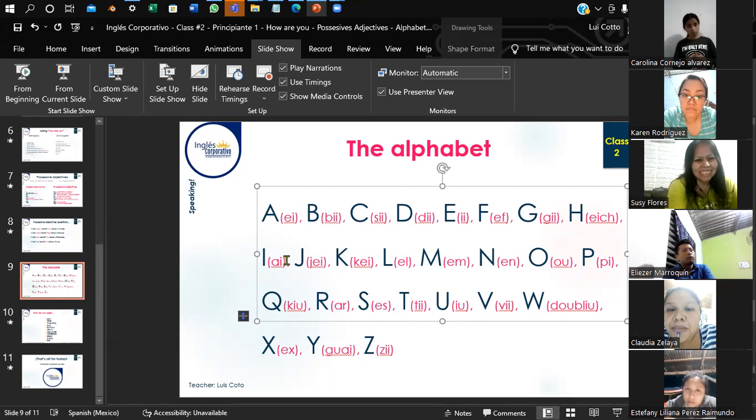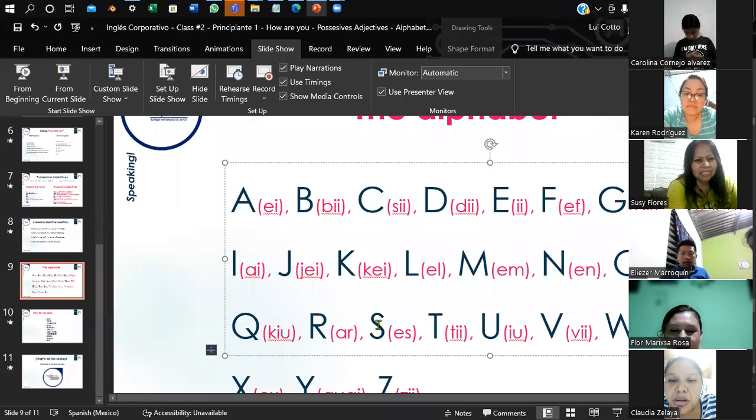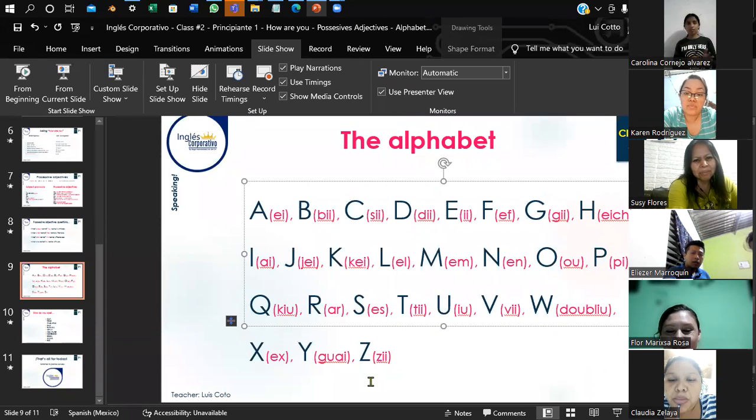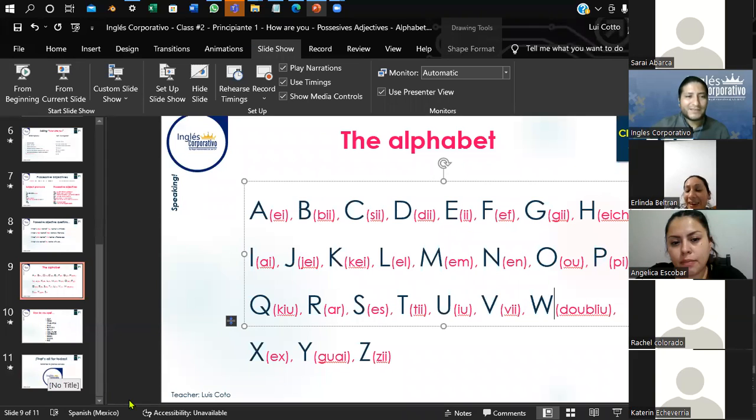H, I. Okay, this one is confusing. Este confunde porque a veces dicen I, pero I es en español. But in English is I. Okay. The next one is J. J. K. K. L. M, N, O, P, Q, like cubo, Q. La mitad de Q. Q. R. S. T. U. V. W. X. Y. Z. Z. Okay, zebra. Okay, very good.